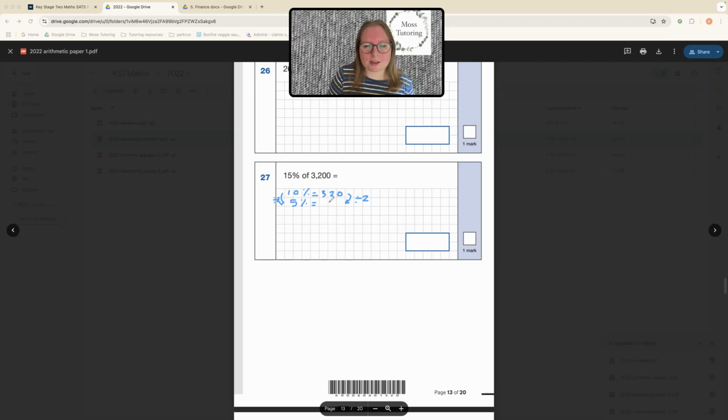So 320 divided by 2. If you're not sure, you could always just do a bit of short division. So 2 into 3 goes once, and then 2 into 12 goes 6 times, and 2 into 0 goes 0, so that's 160. Now we want to find 15%, so I'd literally add these two together. I'm just going to do it here. So 0 add 0 is 0, 2 add 6 is 8, and then 3 add 1 in the hundreds is 4. To make 480, then making sure we write that in our answer box to get that 1 mark.